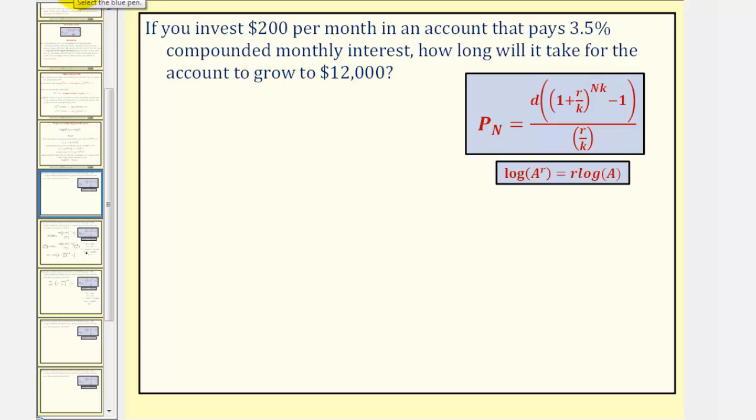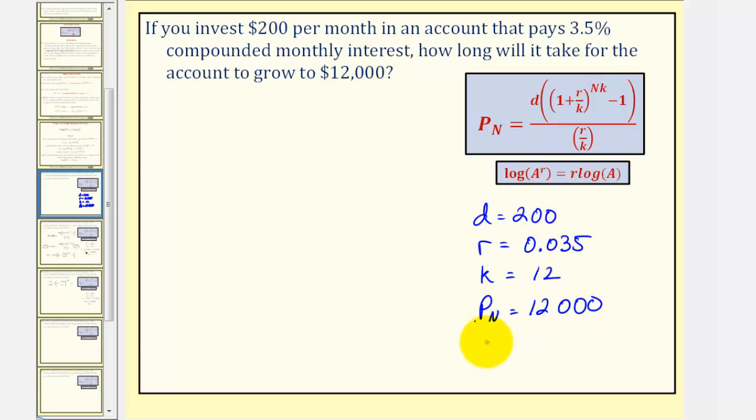Let's begin by listing out the given information. If you're investing $200 per month, that means that D is 200. The interest rate is 3.5%. As a decimal, that would be 0.035, which is R. Interest is compounded monthly, and since there are 12 months in a year, K is 12. We want to know how long it will take for the account to grow to $12,000, so P sub n would be 12,000. We don't know the time, so we're trying to solve for n.